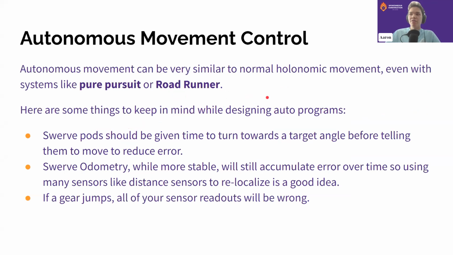Okay, so using those, you should be able to localize now. And with a localizer, you can just do basically normal holonomic movement. And you're able to use systems like Pure Pursuit for this pretty easily.